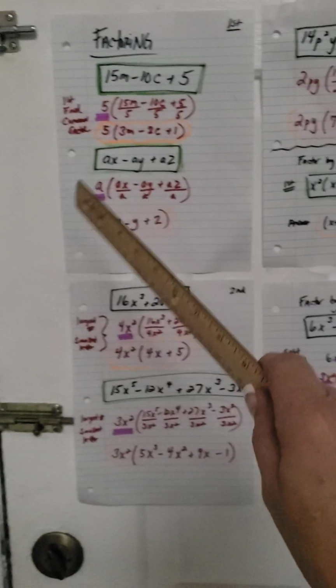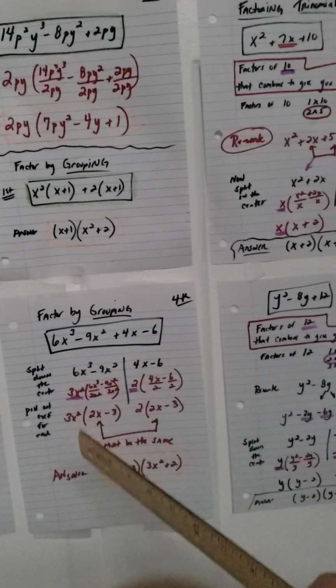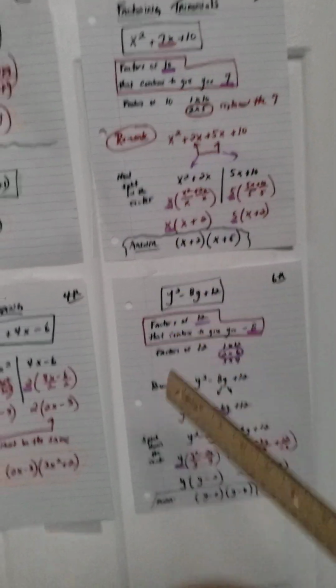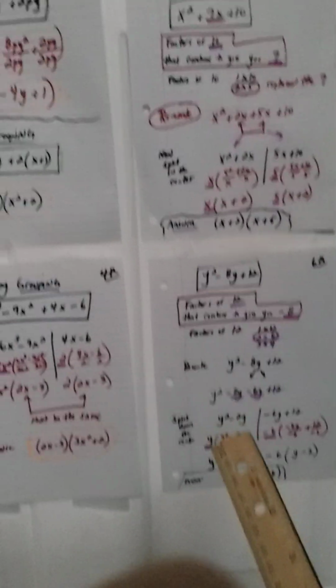So this is your basic factoring out the GCFs, factoring by grouping, and then factoring trinomials. I'll probably do another one of these videos.